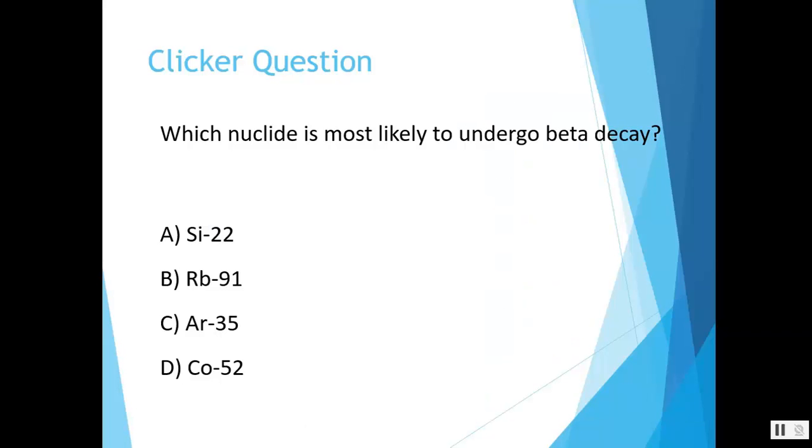So looking at these nuclides here, can you tell me which one is most likely to undergo beta decay? Again, in beta decay, we see that a neutron gets converted to a proton, and so we're going to use this when our N to Z ratio is too high. What you should have calculated then is that the N to Z ratio for this silicon-22 is equal to 0.57. It's too low, so it's most likely going to undergo electron capture.